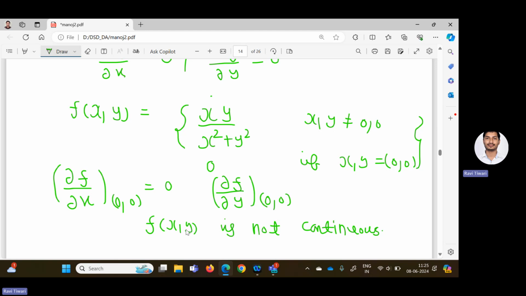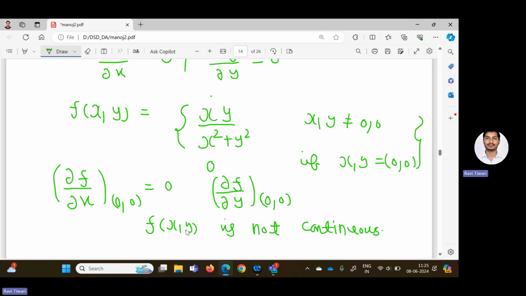Continuity and partial derivative do not imply each other in the case of a two-variable function, because partial derivative is not like a differentiable function. Differentiability is very different from partial derivative. So I hope this concept of partial derivative and continuity is cleared.